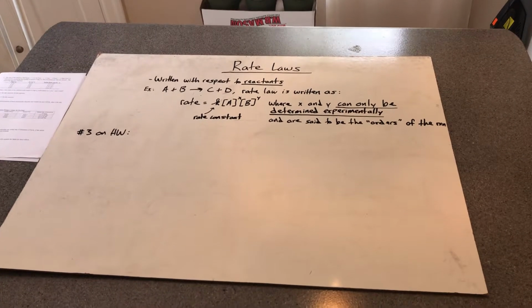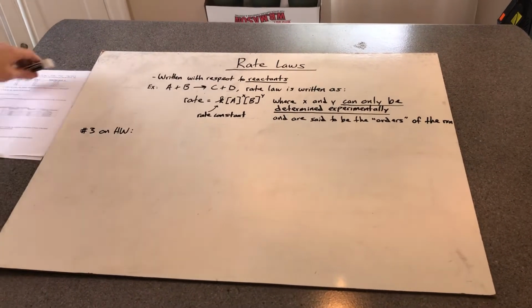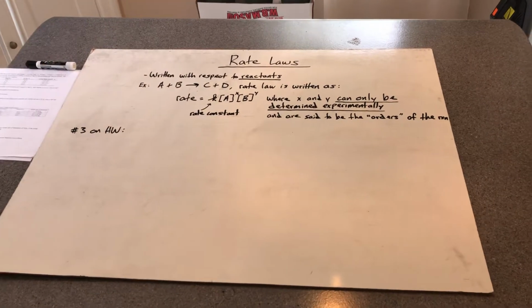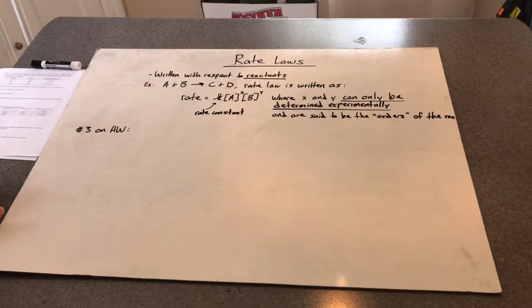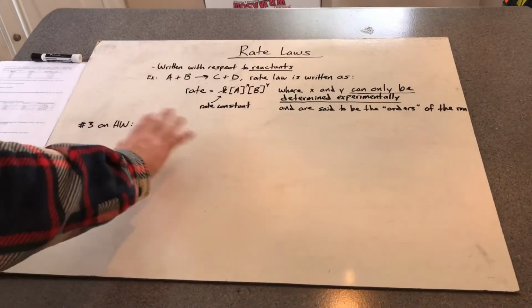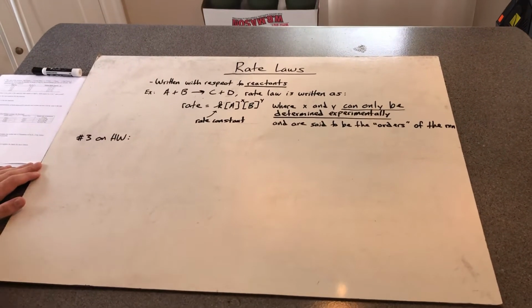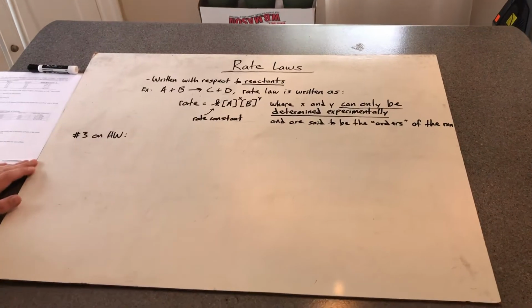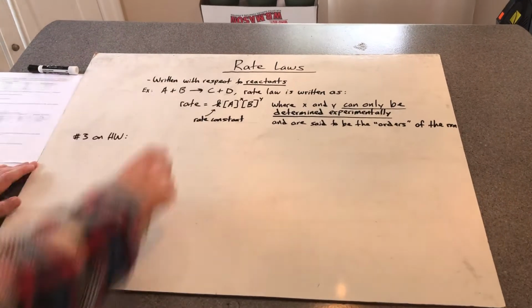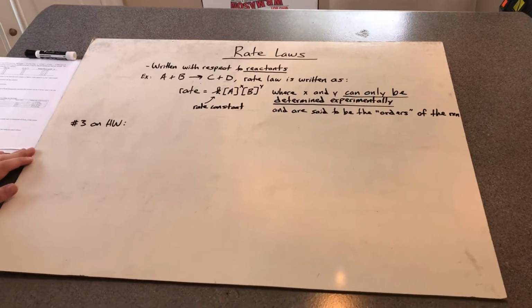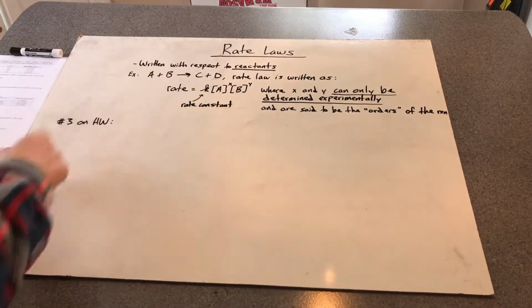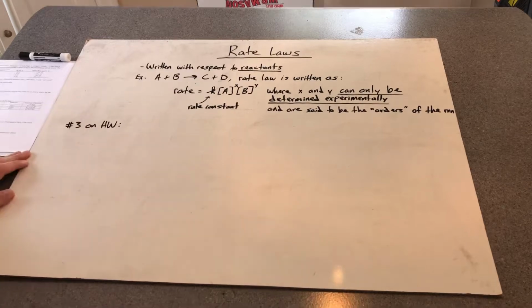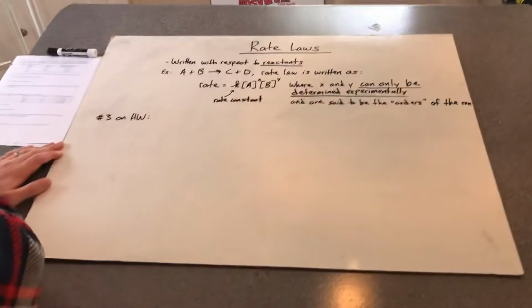Alright guys, so this is to help with the homework that I just gave you for tonight on rate laws. The video that you took guided notes on went over this already, but the way that we write rate laws is really all about how concentration affects the rate of the reaction. So we write with respect to the reactants. In general, if we have A plus B yields C plus D, A and B are the reactants, so the rate law is going to be written with respect to those two reactants, in this case A and B.